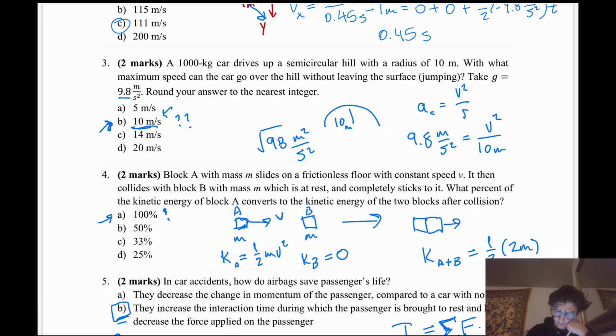So how do we figure this out? Last time I got 10 meters per second. How did I do that? Oh, centripetal acceleration. Centripetal acceleration. So you're going around in a circle, right? Because you've got a semicircular hill. Semicircle means half of a circle, right? Semicircular hill radius, and it gives you a radius.